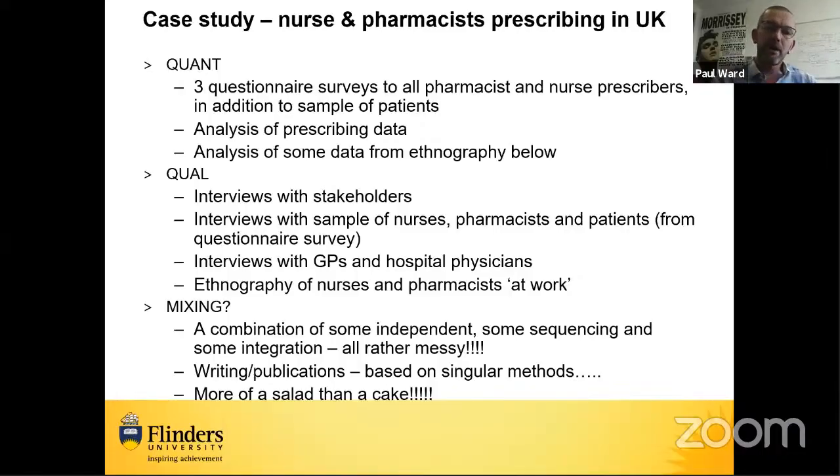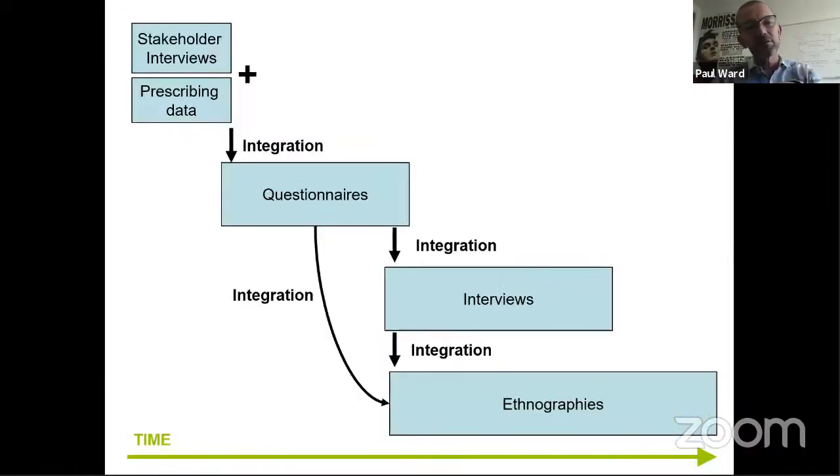So when I look back at that particular study, I'm not convinced of the mixing of that. I think that we did lots of individual methods, and some of them led on to others, some of them impacted others, but it felt like more of a salad than a cake. It felt like more of a kind of gado-gado, whereby the individual data at the end were from individual methods as opposed to some kind of synthesis happening. And it kind of looked a little bit like this. So at the bottom, the green arrow is time. So that's how it worked over time.